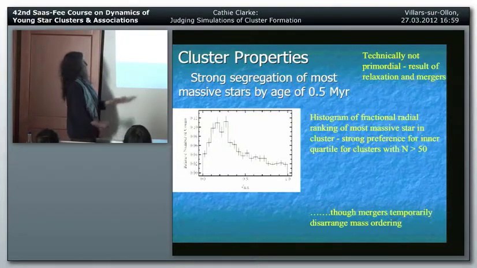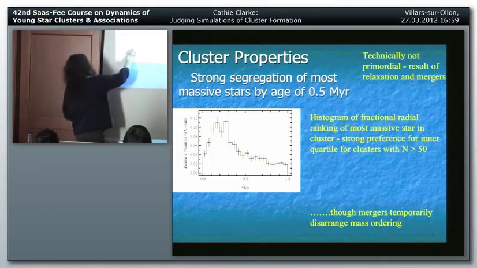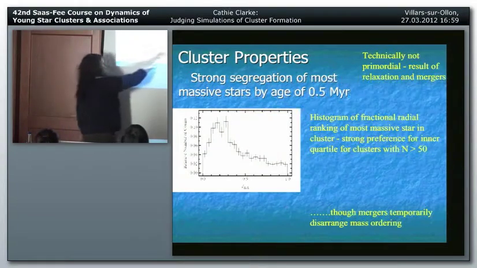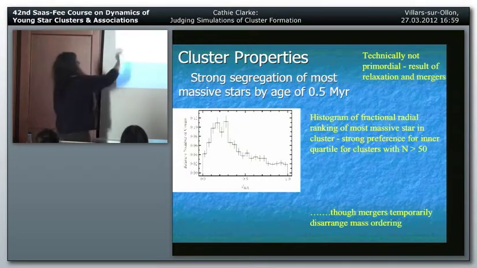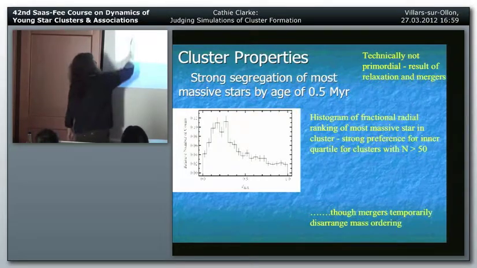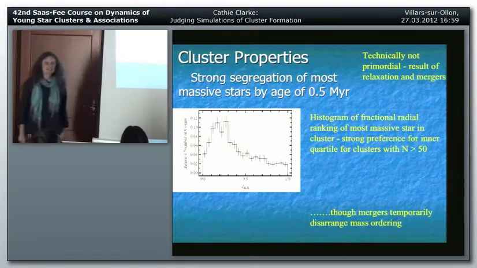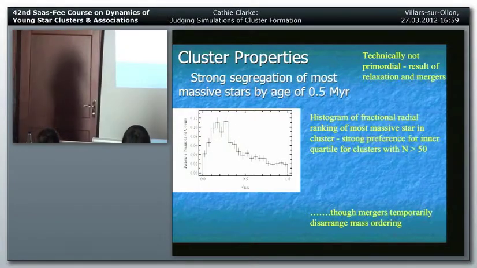So if they were always at the origin, the innermost star, you'd have a spike there. If they were always the outermost star, they'd be there. If they were just like all the other stars on average, then it would be flat. But in fact, it's like that. So they're pretty close to the center.